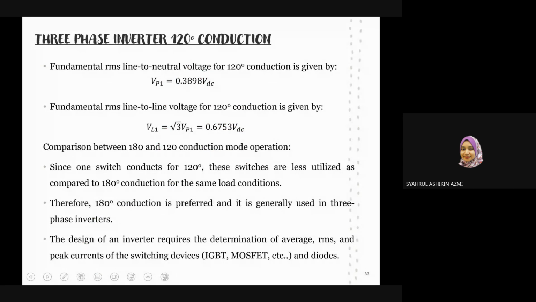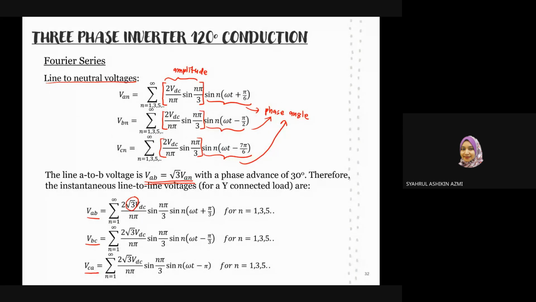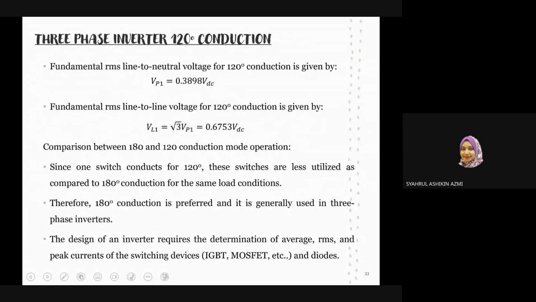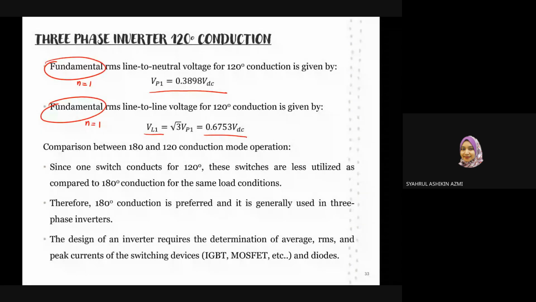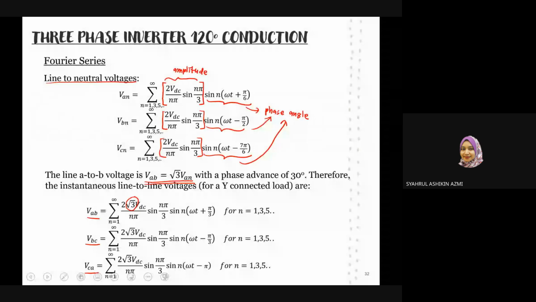From the original equation just now for the phase voltage and the line-to-line voltage, we substitute n equals 1 where we get the fundamental. Fundamental is when n equals 1. So you can get the fundamental phase voltage and line-to-line voltage. Your phase voltage when n equals 1 will be 0.3839 multiplied by VDC. For your line-to-line voltage, it will be 0.6753 multiplied by VDC.